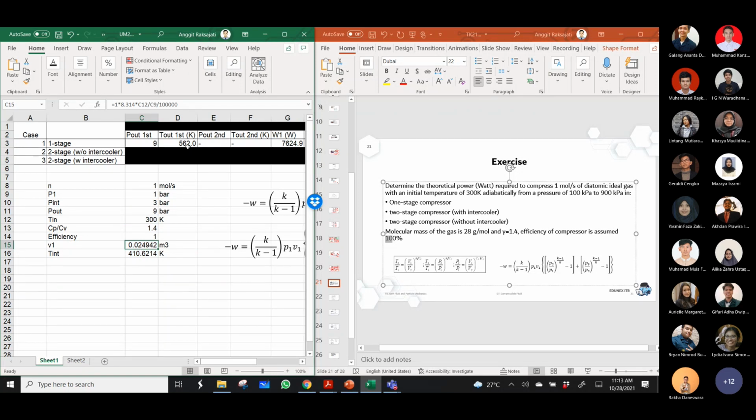Okay, so for the first stage, the P out would obviously be 9. What's the temperature out of this very high compression ratio? You know the correlation between P2 and P1. You need to find the correlation of T2 and T1. So of course, you use this one in the middle. T2 per T1 is P2 per P1 to the power R per Cp.